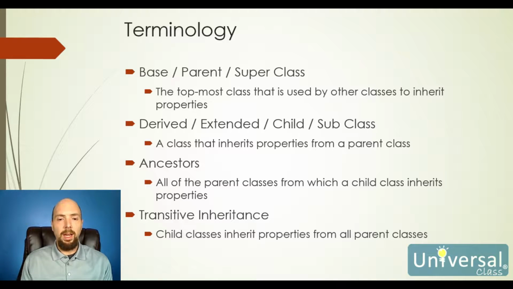So I can have a bunch of convertibles that all inherit properties from a base class called automobile, and the base class called automobile is the ancestor for all of those other derived classes. This is called transitive inheritance, and what that means is that the child classes are going to inherit properties from the parent classes, and then we can override those.